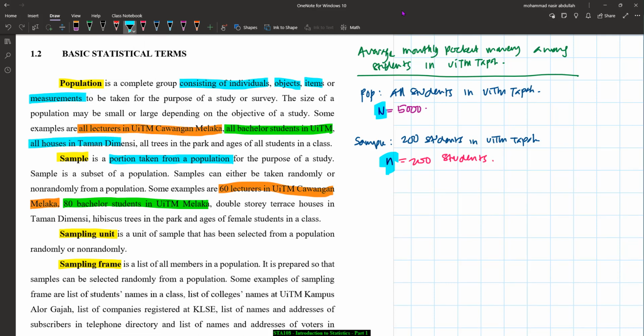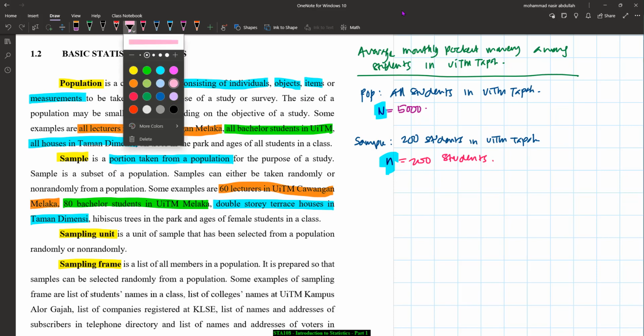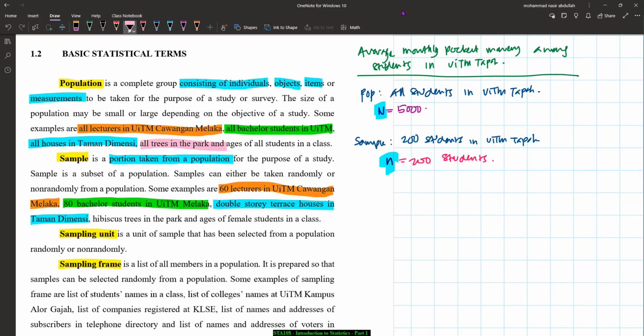You can see, you can understand, right? This one, double story terrace house in Taman Dimensi. This is all houses in Taman Dimensi, double story house in Taman Dimensi. Say this is all trees in the park. So hibiscus tree in the park. Right, can you understand? Okay. So that is sample and population.